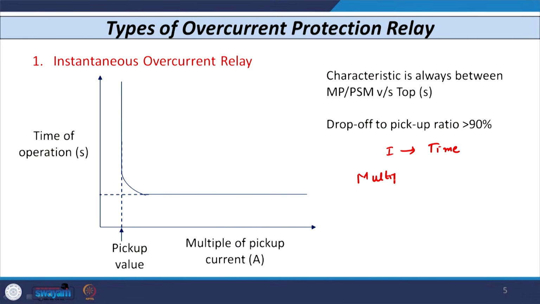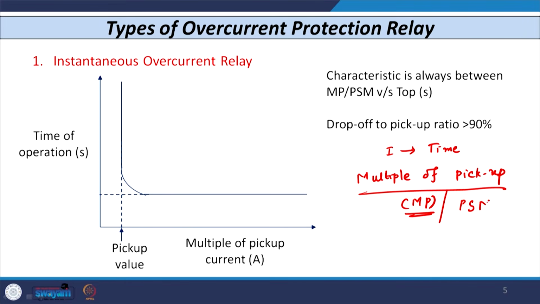So, this multiple of pickup current is normally denoted by MP. So, MP is nothing but multiple of pickup current. Sometimes it is also known by PSM, which is known as plug setting multiplier. So, plug setting multiplier is also similar to the multiple of pickup current.